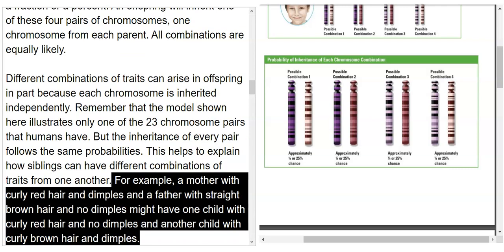For example, a mother with curly red hair and dimples and a father with straight brown hair and no dimples might have one child with curly red hair and no dimples and another child with curly brown hair and dimples.